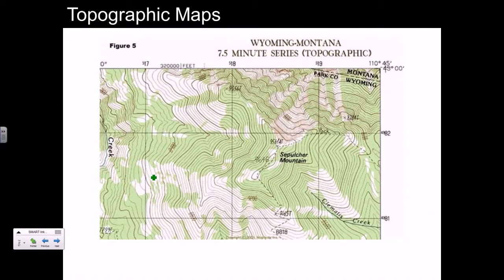So here we have a map. It's a 7.5-minute series of Wyoming and Montana. It's a topographic map, and we'll see some units that we haven't seen before and some that we have. In the top right-hand corner here, we see that we've got a familiar set of measurements. We've got our longitude line at 110 degrees, 45 minutes and 0 seconds, and then our latitude line down here at 45 degrees, 0 minutes to the north. These are not useful for this grid system, but they are both put onto the same maps.